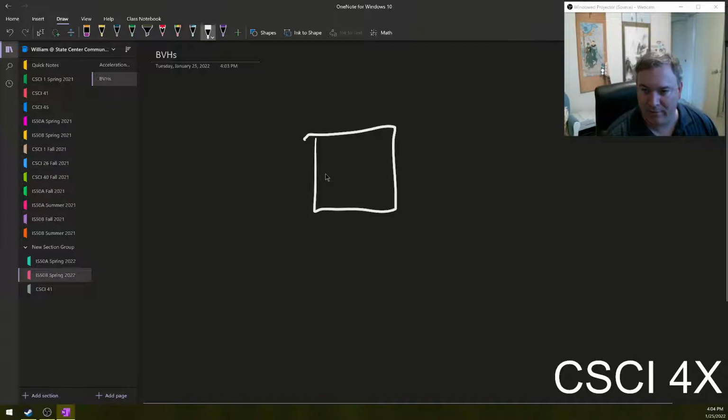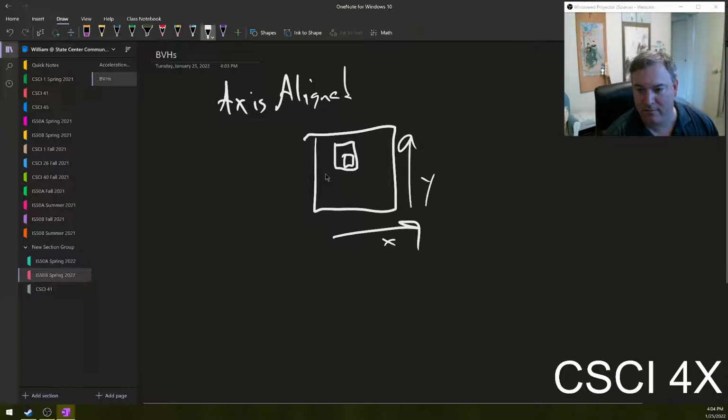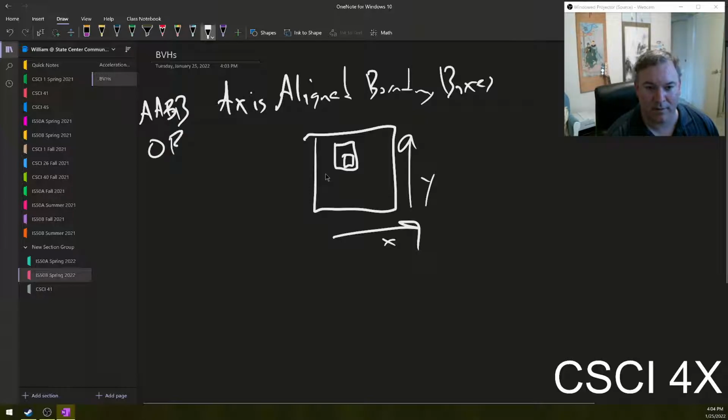So last time we talked about BVH, which you have like a nested series of boxes, basically. And these things could be axis aligned, which means that they go along the x and the y axes, or they can be axis aligned bounding boxes, which is also known as an AABB, or they can be an oriented bounding box, which would be something like this. Oh, that's a terrible rectangle. Let's try that again. There. So that is an oriented bounding box.